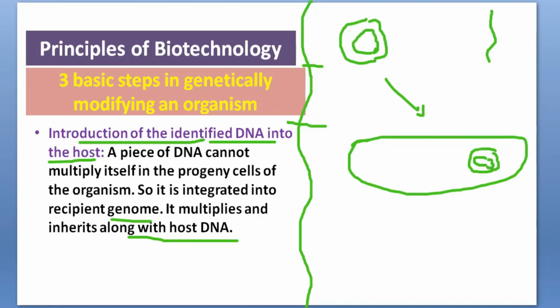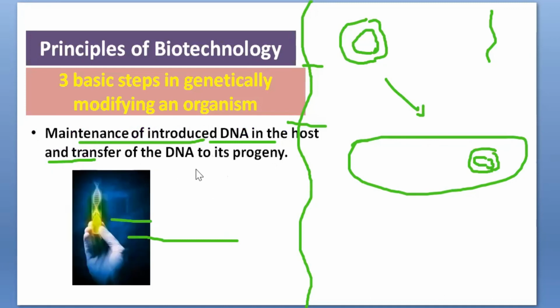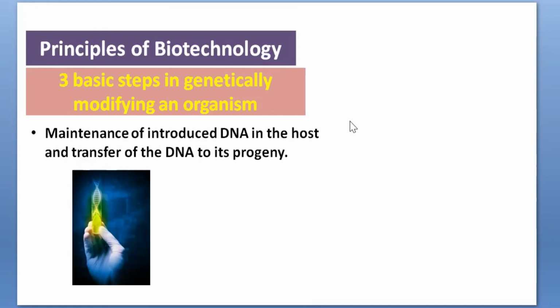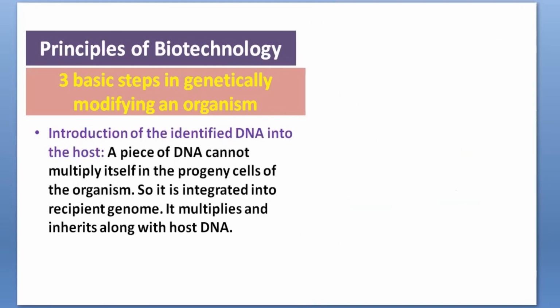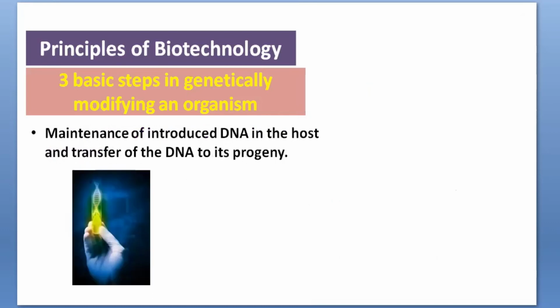The third step is maintenance of the introduced DNA in the host and transfer of this DNA to the progeny. Because if this bacterium multiplies, then this character has to be transferred to the progeny. I hope it's clear now. So these are the three basic steps in GMO. The first is identification of the DNA with the desirable gene. The second is introduction of the DNA into the host. And the third is maintenance of the introduced DNA in the host.